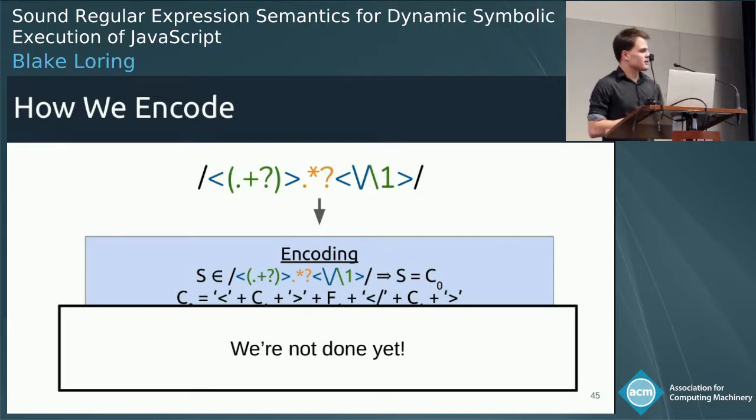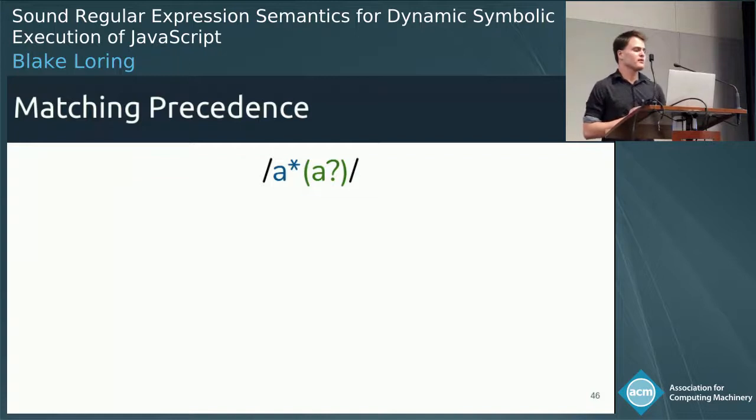Unfortunately, though, this encoding isn't sufficient due to a feature that we've overlooked so far, which is matching precedence. So in JavaScript's regular expressions, the order of the matching operation actually matters, and it doesn't in traditional regular expressions. So I'm going to explain this through this example. We have a star and then a question mark in a capture group. A star means the letter A repeated 0 or more times, and a question mark means A or the empty string.